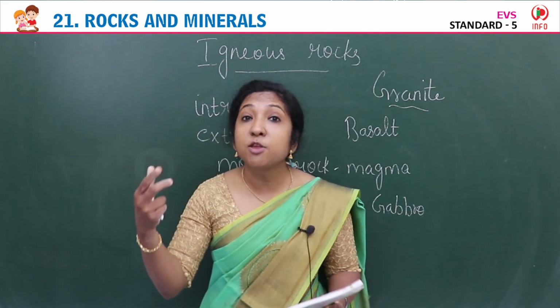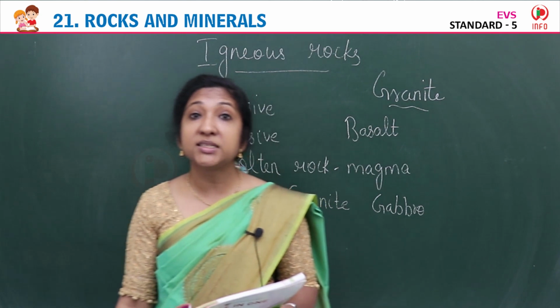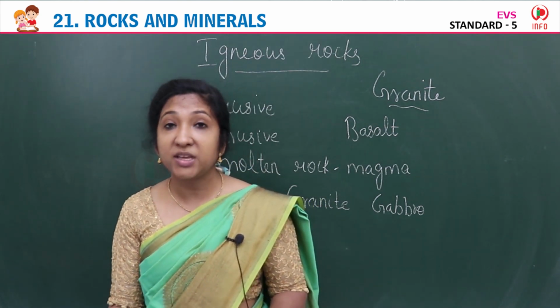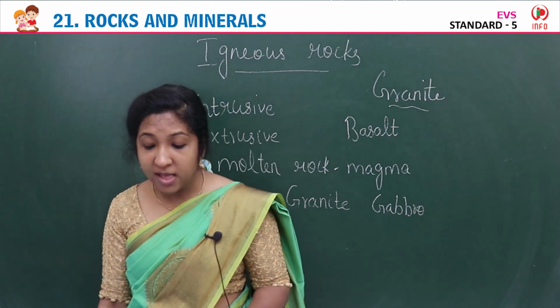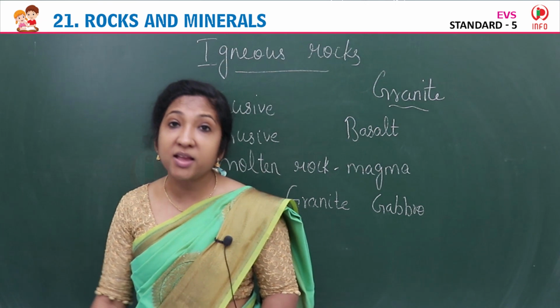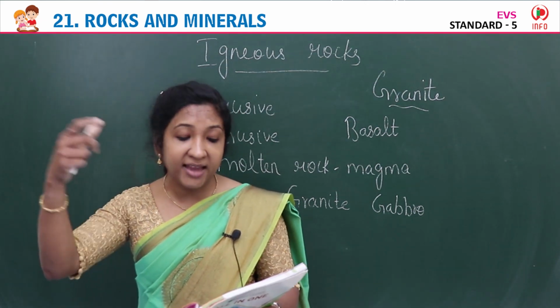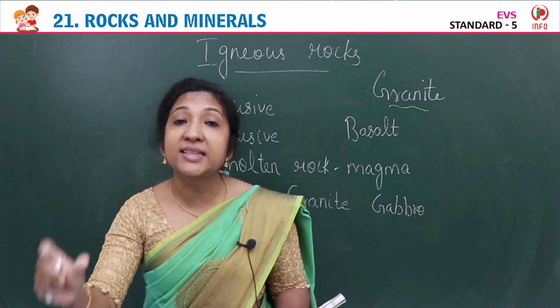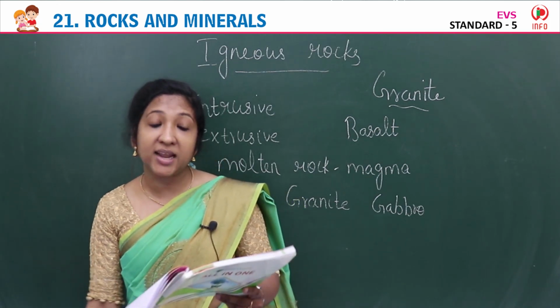Then the different types of igneous rocks we learned about are granite and basalt. Granite is available in different colors. It is hard and strong, and the word granite means grained rock. It weathers and crumbles into loose grains. That's why it's named grain rock.